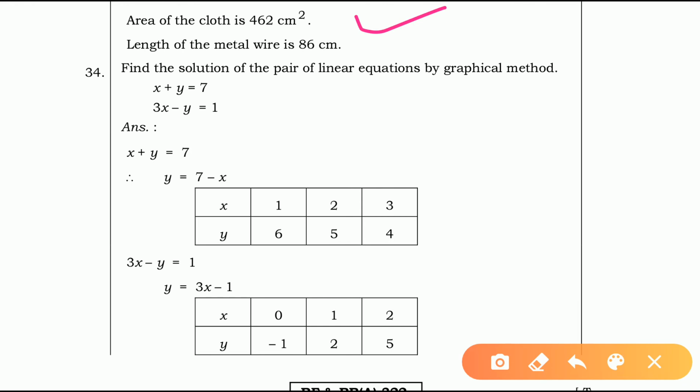Okay, this is the solution of question number 33.